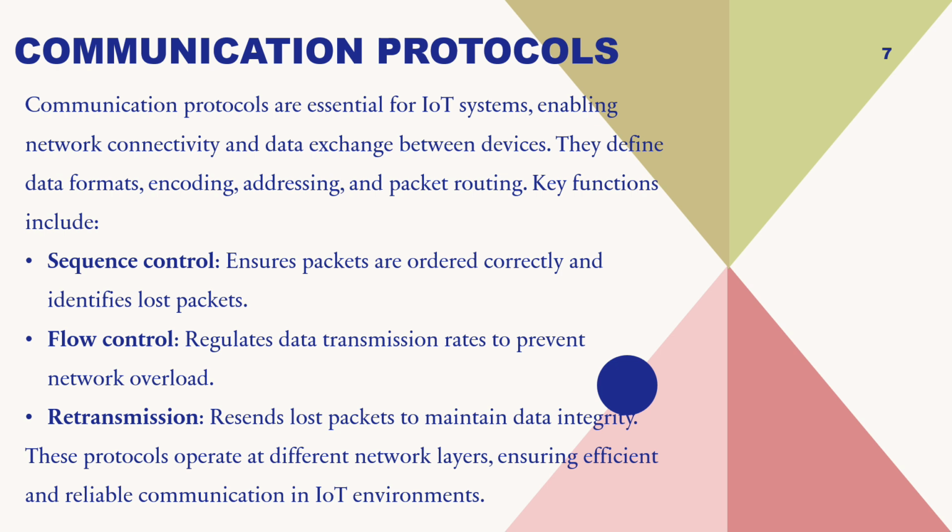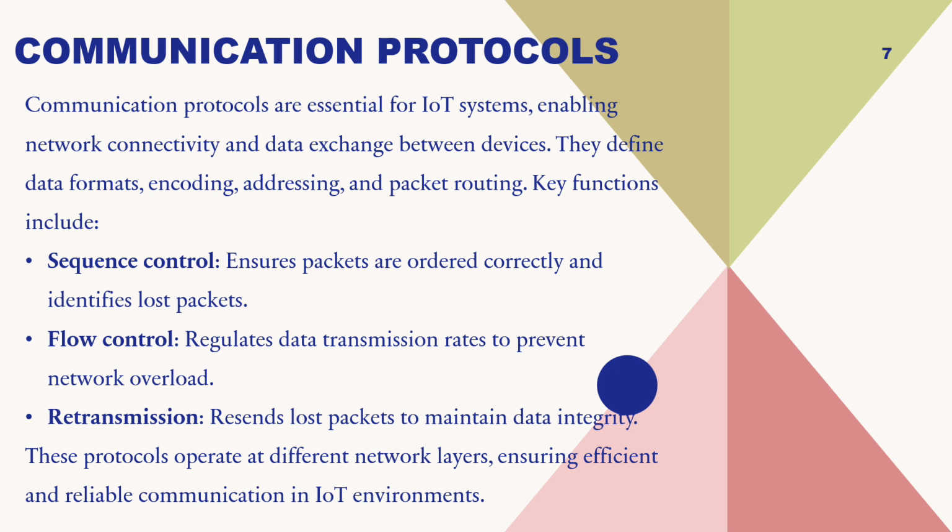Communication protocols. These are the software part that makes the transfer of data from one device to another possible. A communication device requires a communication protocol to operate properly. The communication protocol does these three functions basically. The first is sequence control. The sensor data that is collected has to be sent in a sequence, and has to be ordered correctly so that any packet loss can be identified.